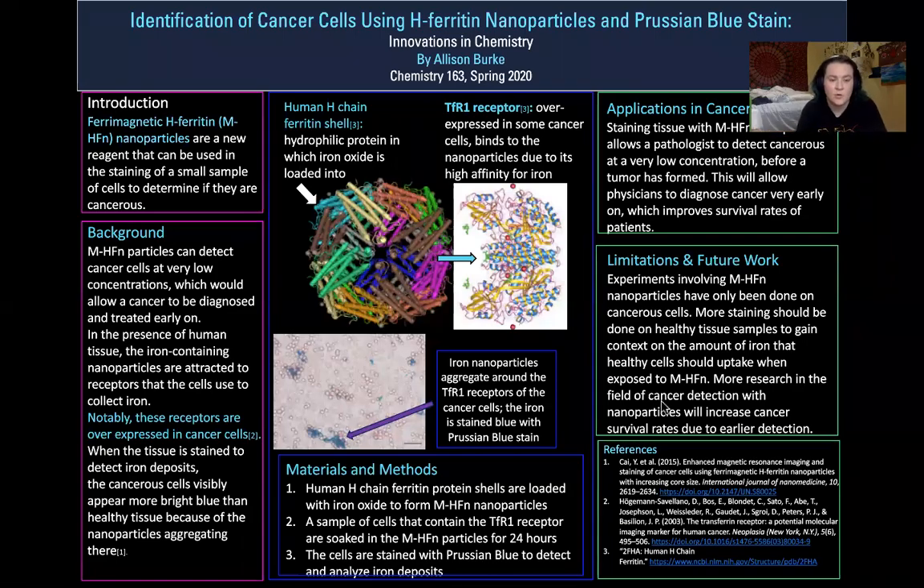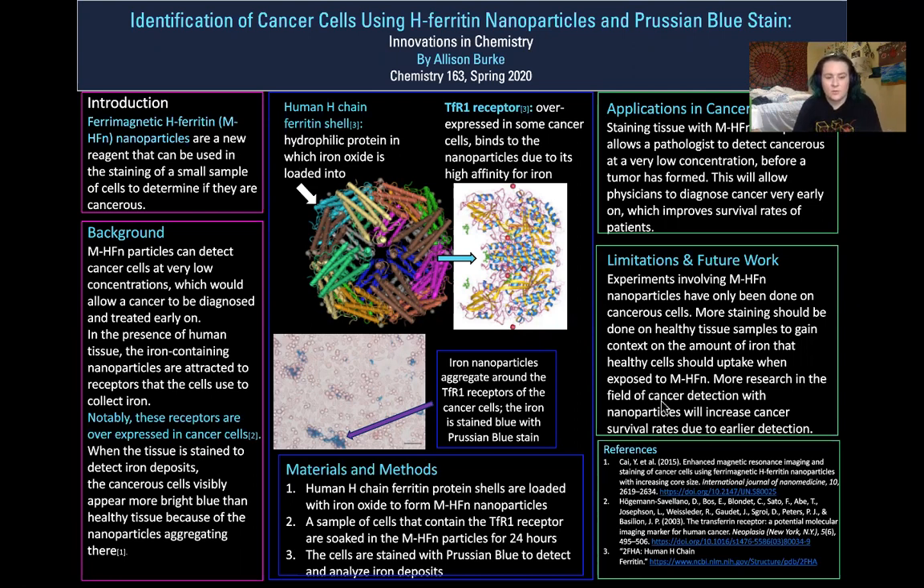In this video, I'm going to be talking about identifying cancer cells using H-ferritin nanoparticles. H-ferritin nanoparticles are a reagent that can be added to cells that are suspected of being cancerous, and it can be a really small amount of cells. So if it was going to be used in a hospital to diagnose cancer, you would need only a really small piece, so you wouldn't need to have a huge biopsy.